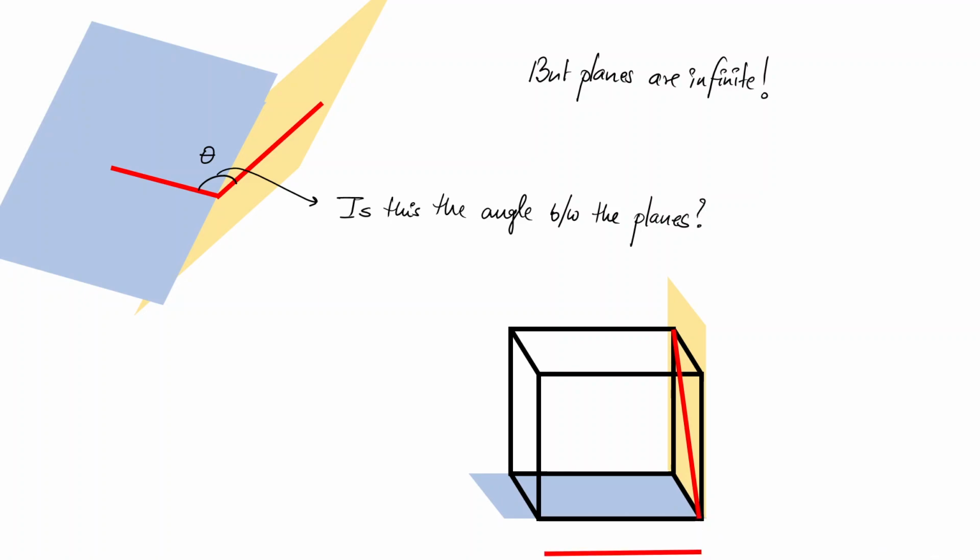Then now I will think of this case: how about this line and this line? This red line is on the blue plane, this red line is on the yellow plane. And what is the angle between these two lines? Well, how can we figure that out?